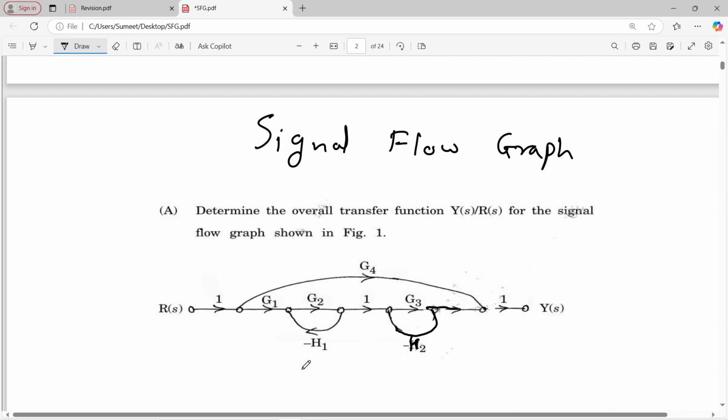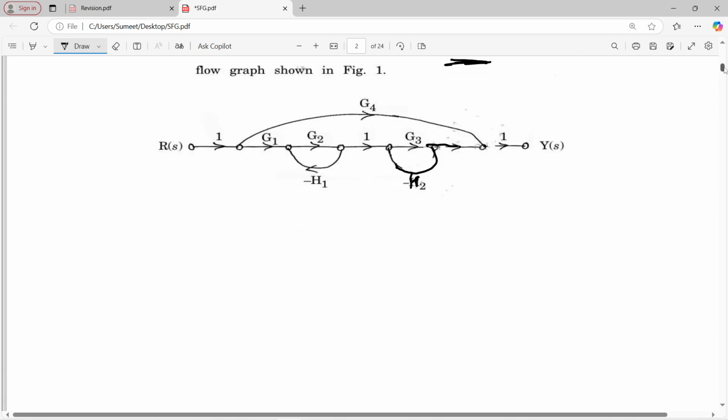Hello everyone. Now a signal flow graph is given and we have to find out the transfer function. So here we will use the Mason's gain formula. First of all, we are supposed to find out how many forward paths are there in the given signal flow graph. As you can see, this is the first forward transfer path.